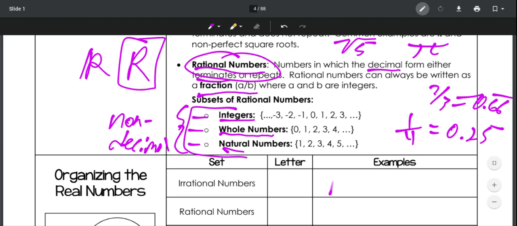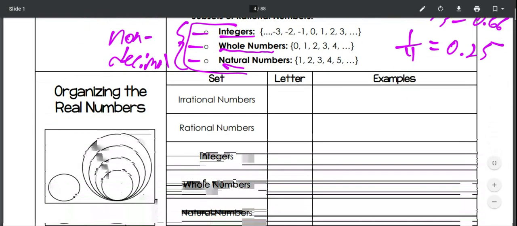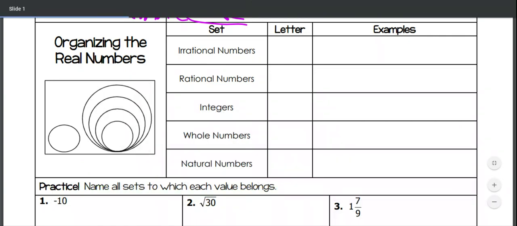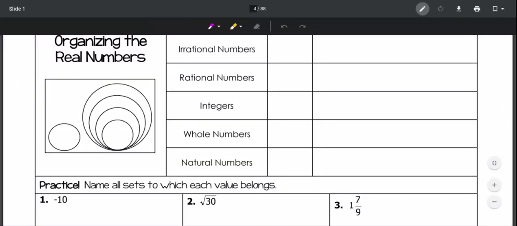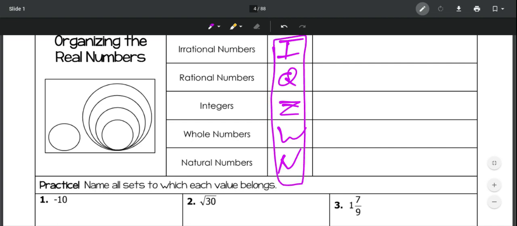Okay. Now, let's look at the notation that we're going to use for these. Okay. So the notation that we're going to use for these irrational numbers is going to be I, rational numbers is going to be Q, integers is Z, and whole numbers is W, and natural numbers is N. I would write all of these down. So I'd pause this and write all these down if you can. And we'll get in more depth to them as we go through the examples.